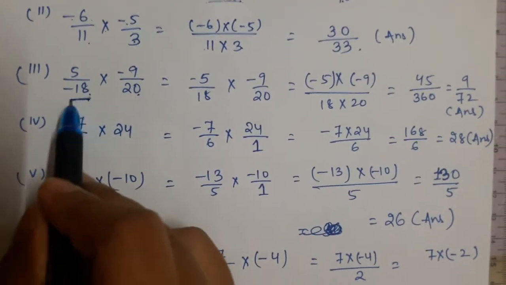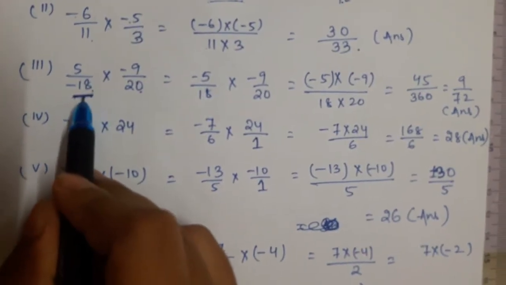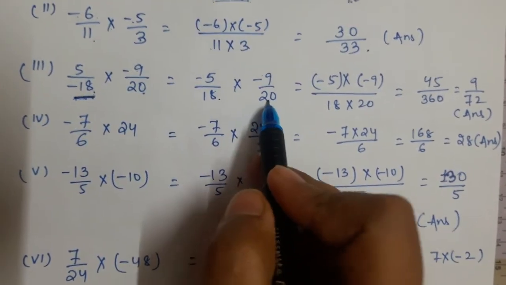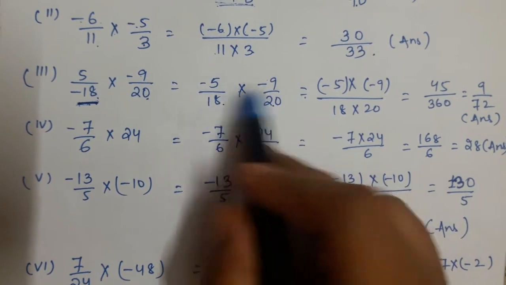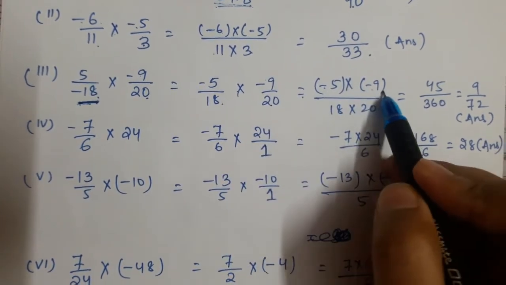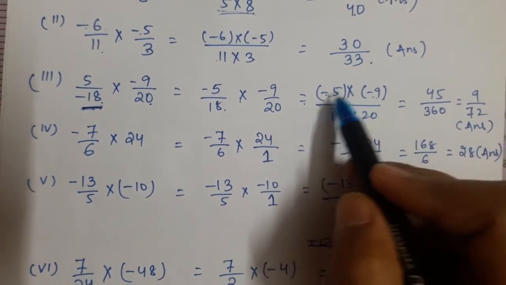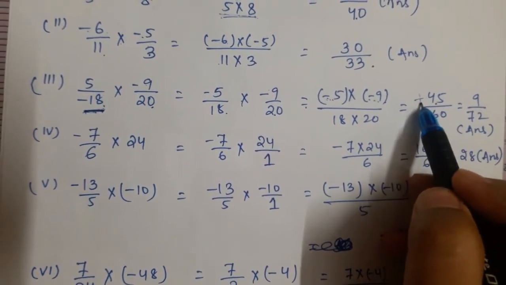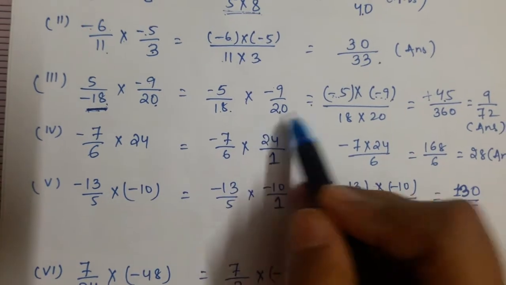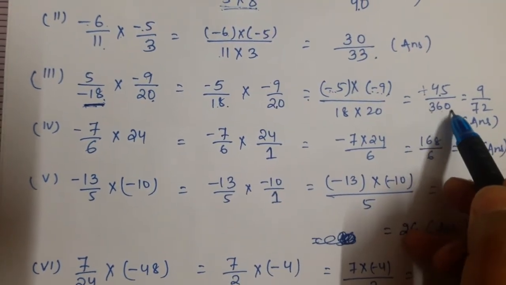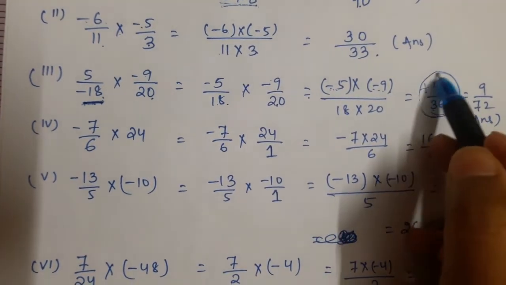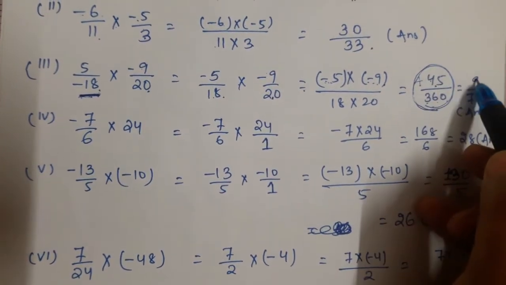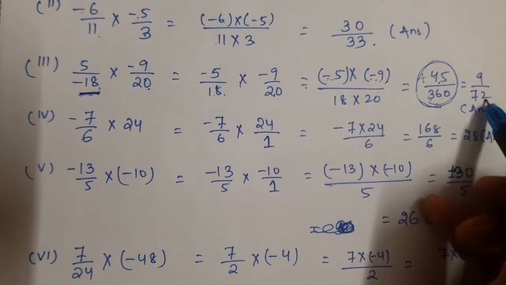Next question is 5 by minus 18 into minus 9 by 20. We need to convert the denominator as positive. So we will write minus 5 by 18 into minus 9 by 20. This will give us minus 5 into minus 9. Both signs are minus, so the result will be 45, that is positive. Then 18 into 20 gives us the result as 360. This is not in the standard form, so we need to convert it into standard form. We will cut it, so the result will be ultimately 9 by 72.